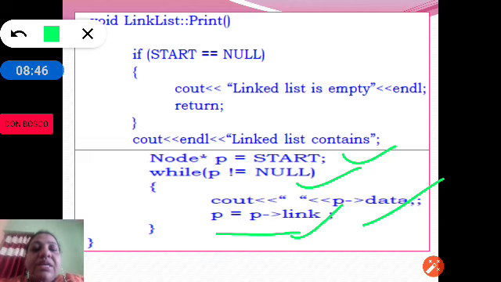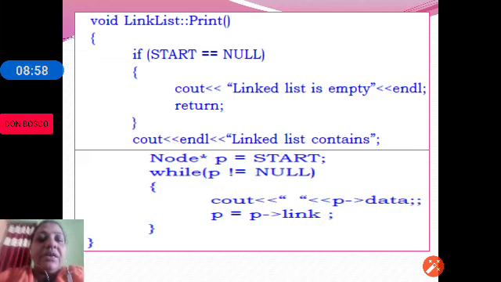As we know, the last node's link is always null. So once P reaches the last node, P will become null, this condition becomes false, and control comes out of the loop once the data of the last node is printed.